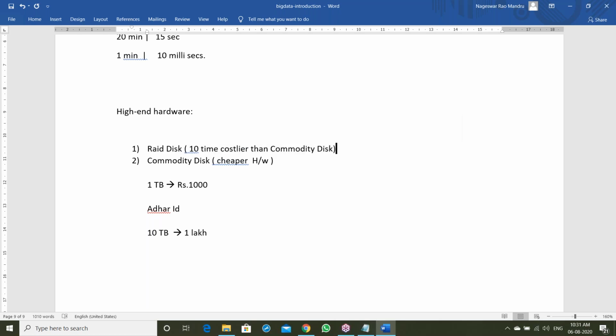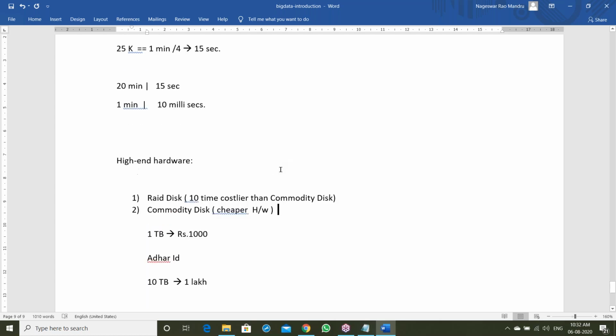When it comes to Hadoop production servers, traditional systems' production servers use RAID disk. But with Hadoop, RAID disk is not necessary. We can use commodity hardware, cheaper hardware.